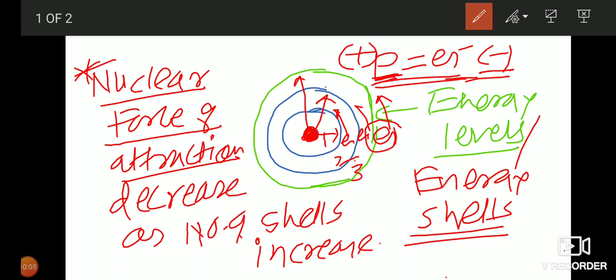So this is the concept, students. I hope you understand what we have discussed in this lecture. Very important discussion, students, regarding the modern model of an atom.